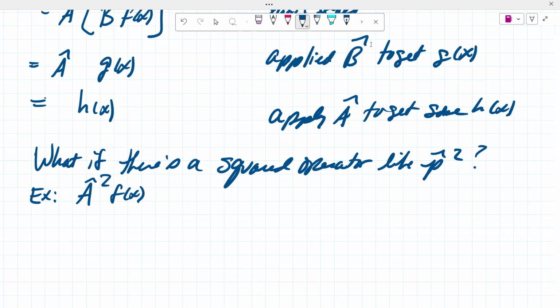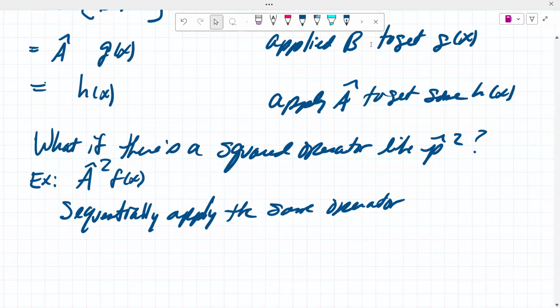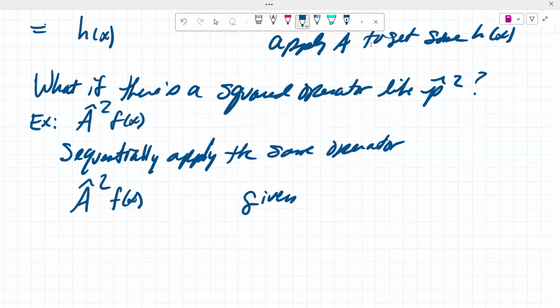So basically, you just sequentially apply the same operator. So really what it means is you have A hat squared f of x, and you're going to apply it out. So that really means A hat times A hat of f of x. And by now we should realize this really doesn't mean A hat times A hat. This is the A hat operator operating on these things.